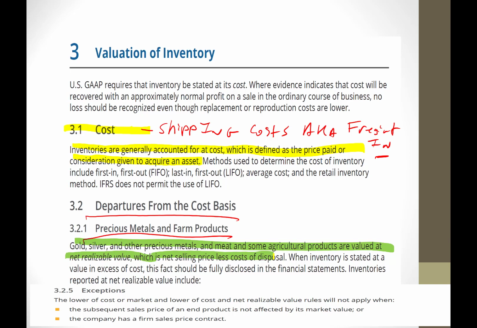But even if that's above the cost, for things like precious metals and farm products, let's just think about the precious metals, shall we? For those sort of things, you can carry them at a higher net realizable value, I should say.